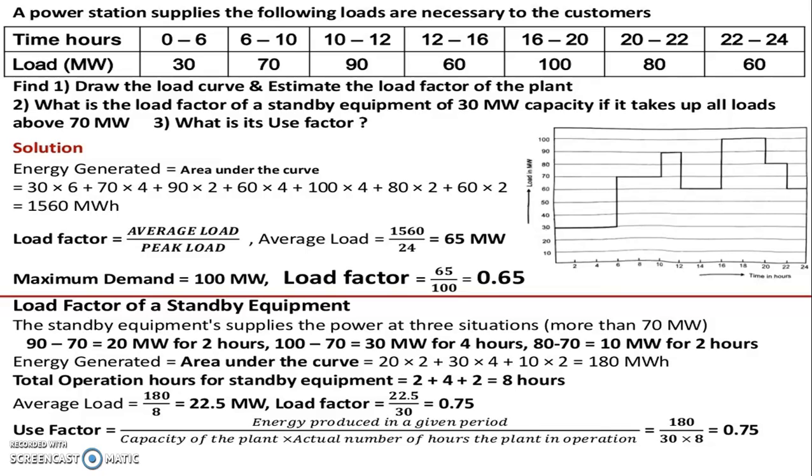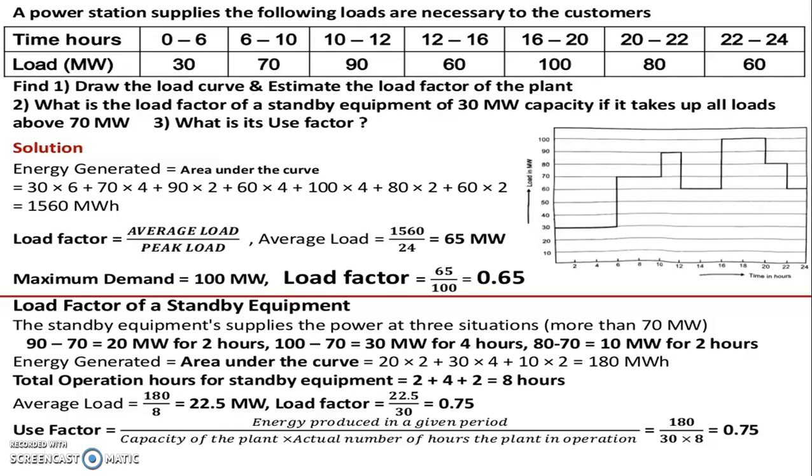So per day it will be 24 hours. So average load will be 65 megawatt. So maximum demand is 100 megawatt. So load factor will be 65 divided by 100. So the load factor answer will be 0.65. Then the load factor of a standby equipment.